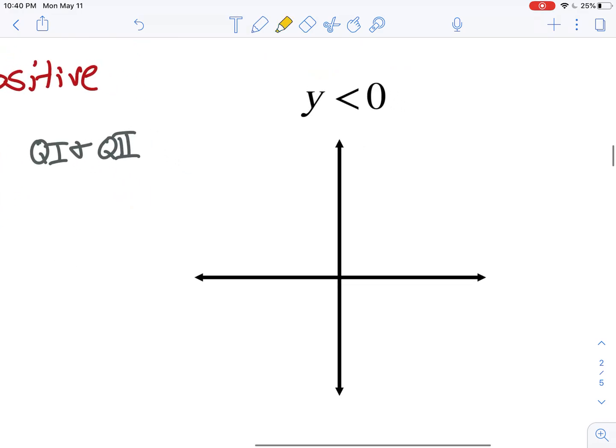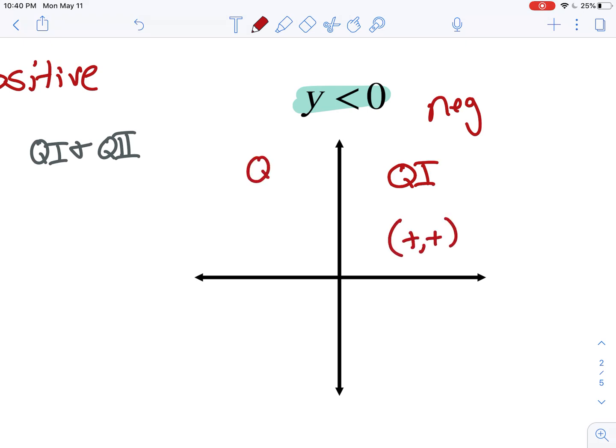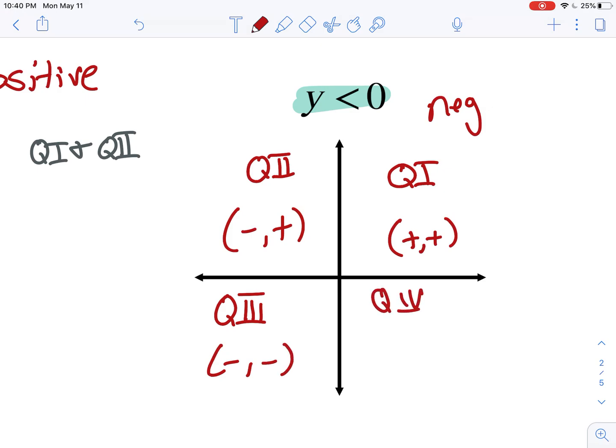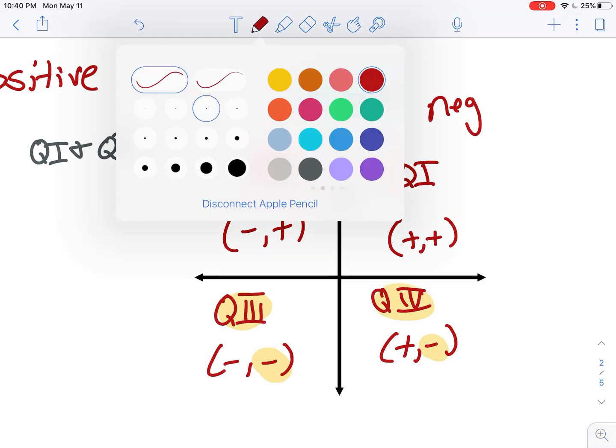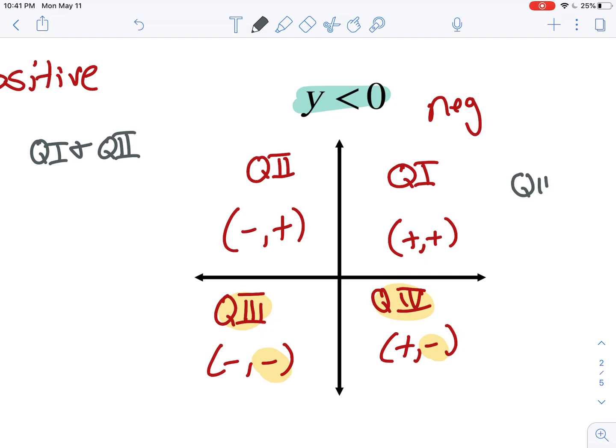And finally, when is y less than 0, or when is y negative? We can look at this and say positive, positive, negative, positive, negative, negative, positive, negative. When is y negative? That's going to occur in quadrant 3 and quadrant 4. So my answer here is quadrant 3 and quadrant 4.